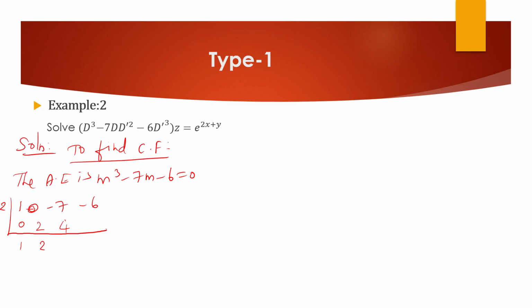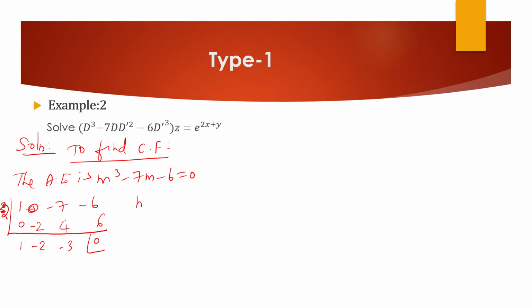minus 2 here. If I take minus 2, what I'm getting is minus 2, so plus 4, that is minus 3, then again it is plus 6, so it is 0. So minus 2 satisfies this equation.